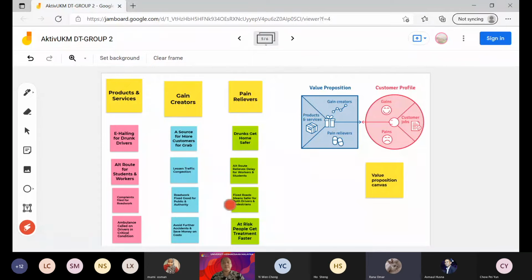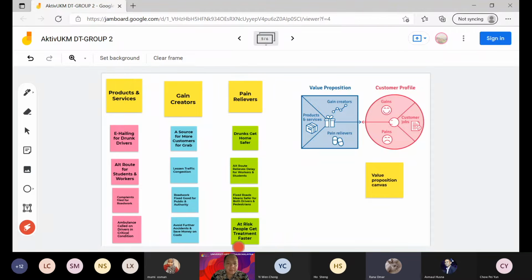A product and service, ambulances called in for drivers in critical condition. For that, it avoids further accidents and saves money on the costs of repairing the car, or even further hospital bills. And the pain reliever is that at-risk people can get treatment faster, like if someone has a heart attack, this app will alert a nearby hospital faster, so treatment will be delivered faster.